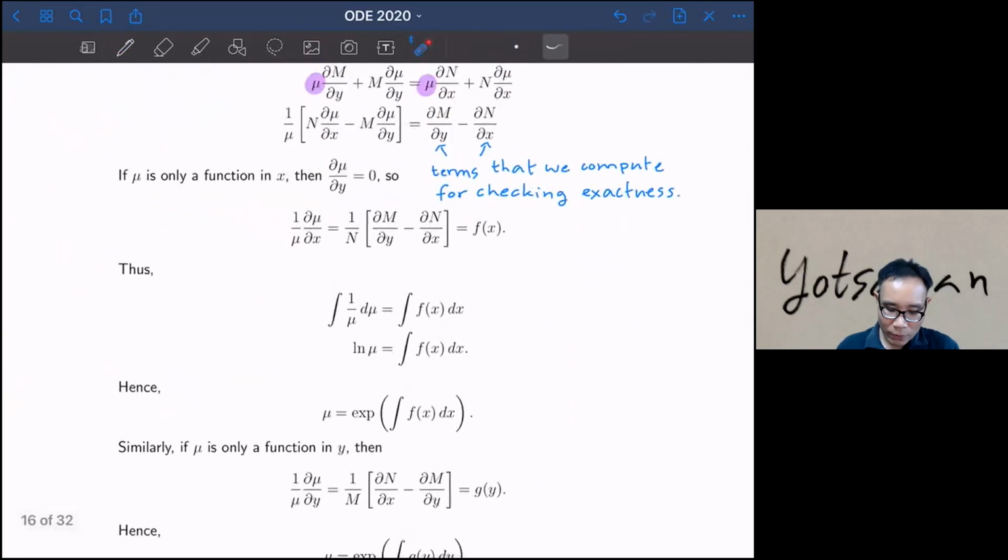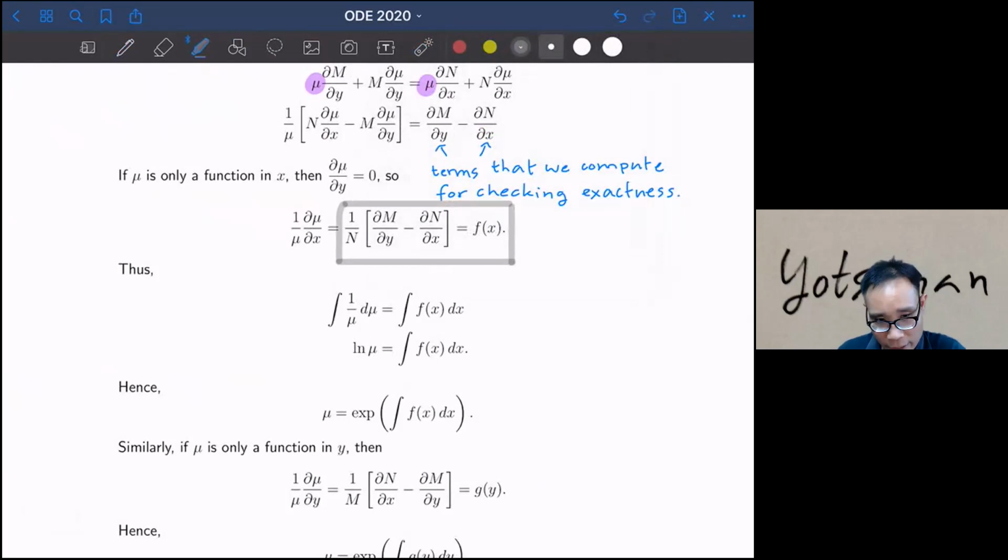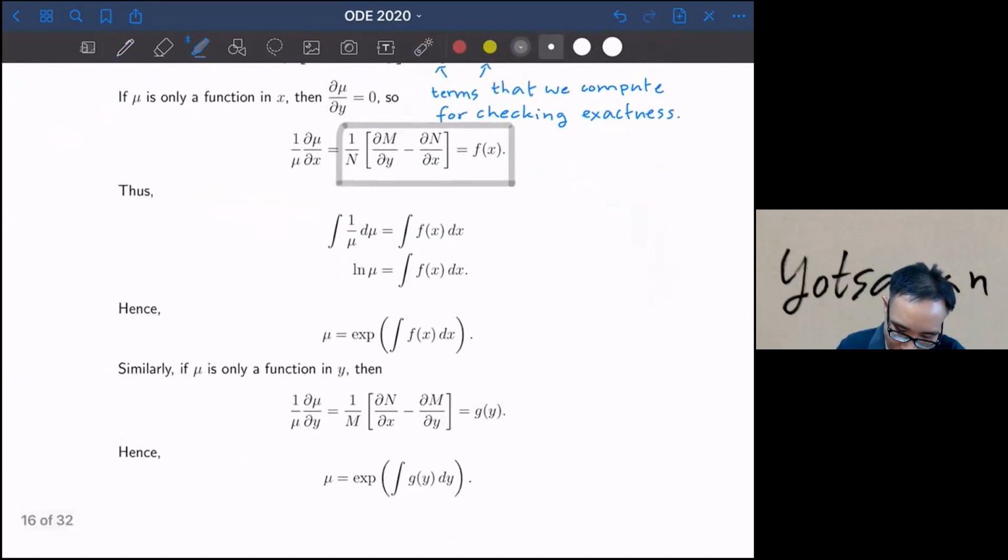The thing that you will need to compute will be this box. You will need to compute 1 over N. So you need 1 over N times (dM/dy minus dN/dx), and you have mu equal to the exponential of the integral of f(x) dx.